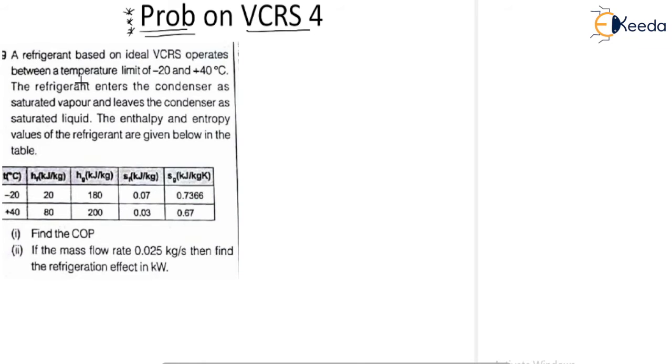Now, this question is very important over the VCRS system. Let's read. A refrigerant based on an ideal VCRS operates between a temperature limit of -20 and +40 degrees Celsius. So, first of all, you need to plot this temperature difference over the T-S scale. This is your T scale and this is your S scale.